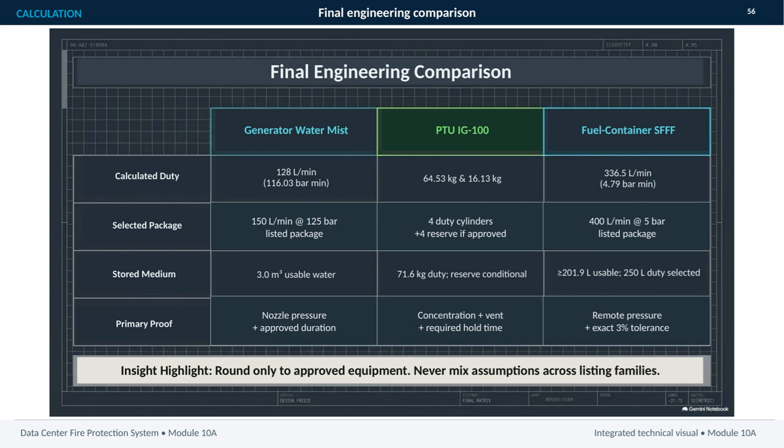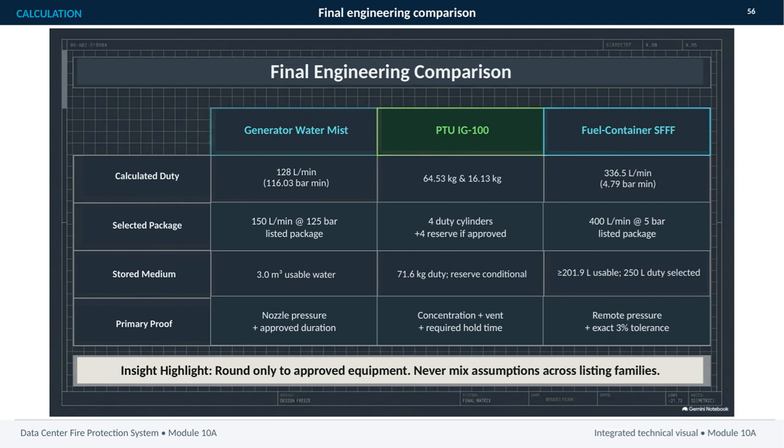For the PTU IG-100 system, the calculated requirement is 64.53 kilograms, with an additional 16.13 kilograms shown in the comparison. The selected basis is 4 duty cylinders and 4 reserve cylinders, subject to approval. Its primary proof is concentration, ventilation, and required hold time.